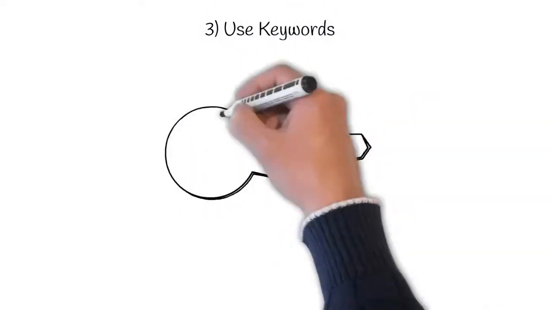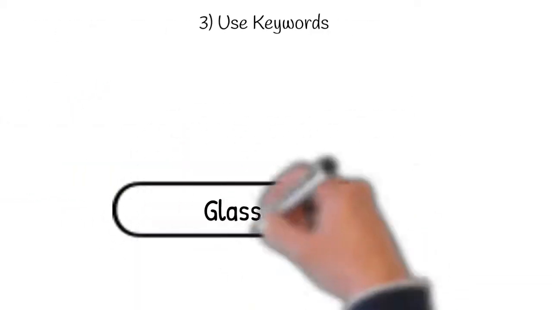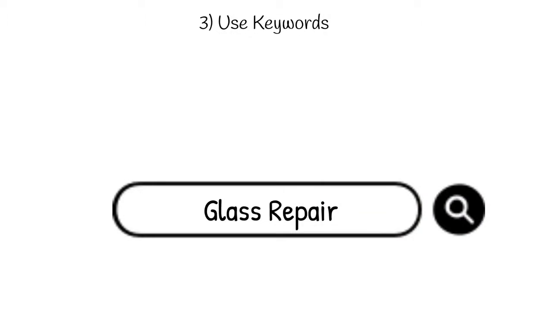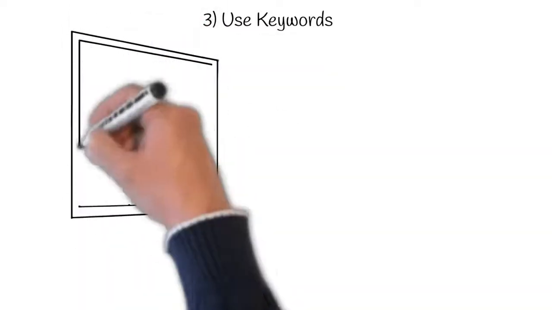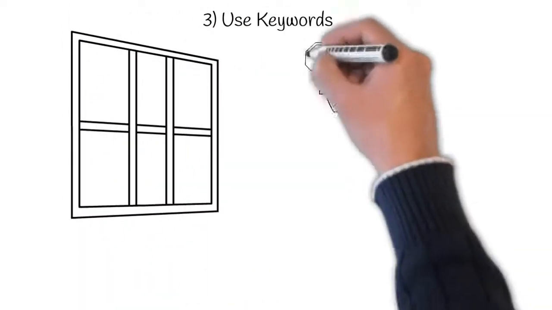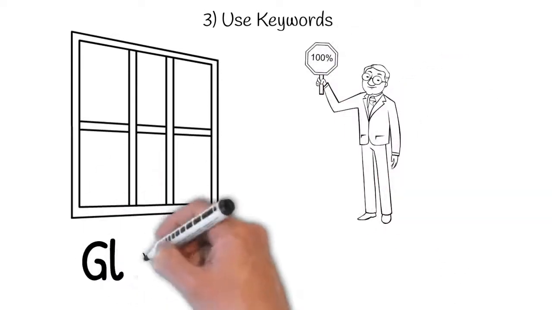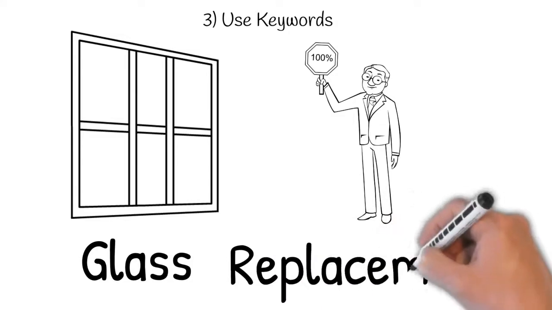The third tip is to use keywords. Keywords can play an important role in your domain name. Including keywords that people enter when searching for your products or services can help you rank higher in Google. For example, if you are a glass replacement business, you want your domain name to include the words glass and replacement, because those are the words people will search when they need your service.